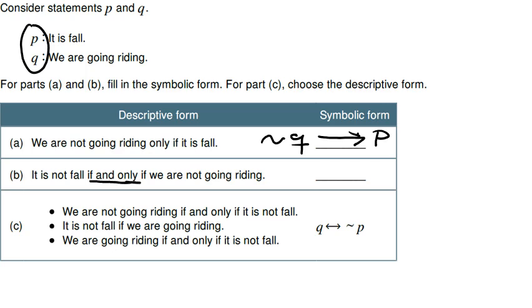It is not fall if and only if we're not going riding. At least we have the if and only if here, right? But you can say English different ways, so sometimes you don't see the connectives, but they're being implied. So it is not fall, which is the negation of P, if and only if we're not going riding, which is the negation of Q.